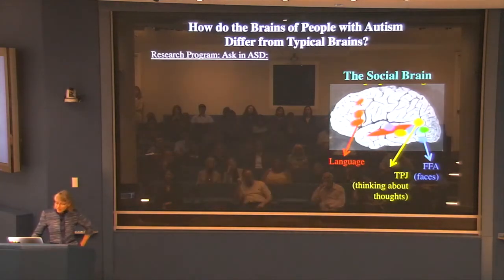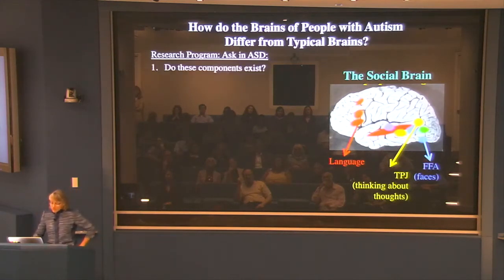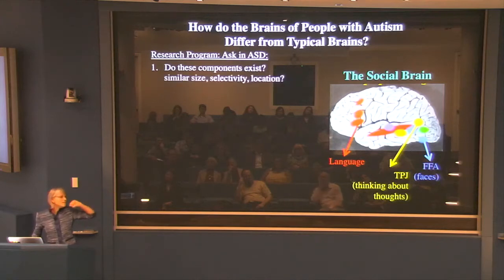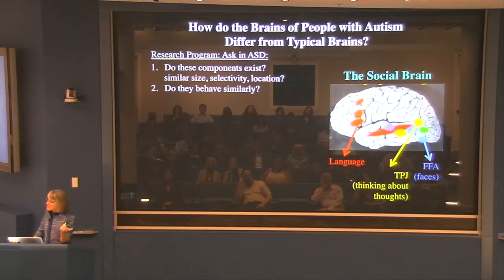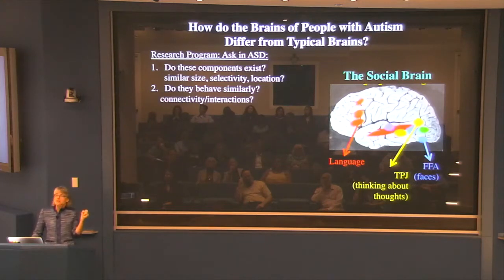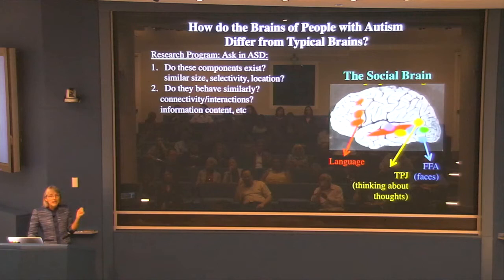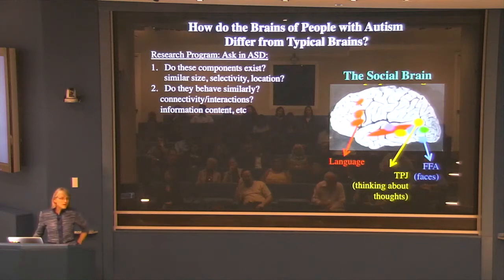So just to hit that meta point for a little bit longer, this suggests a research program in autism where we can start by saying, well, first of all, do people with autism have all this basic architecture? Do they have all that machinery? And is it of a similar size and selectivity and location in the brain? But then we can also ask whether those regions behave similarly. And behave is an intentionally vague word that can mean all kinds of different things. Do they have similar connectivity? Do they interact similarly with other regions of the brain? Do they contain similar kinds of information in people with autism as with typical people? So that's roughly the research program I've been trying over the last few years. I can't say that it's been massively successful, but I'll tell you where we've gotten with this enterprise.